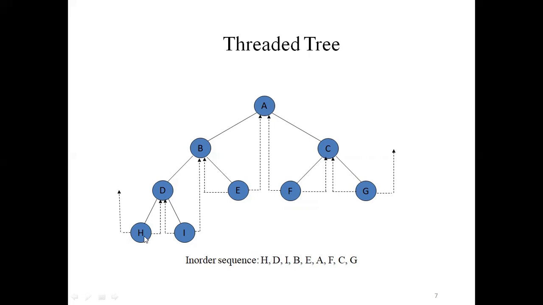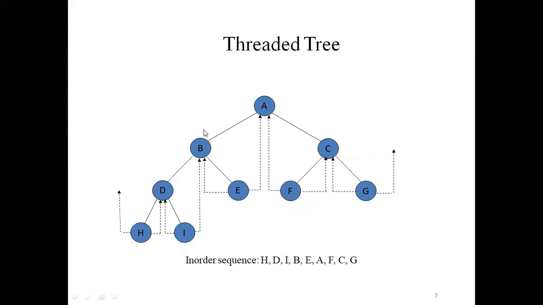Then after the left child, second preference goes to the root. So H has D as a root, so D will be displayed. After that, third preference goes to the right child. D has I as a right child, so I will be printed here. Again, it will go back to its previous node. The left side for node B is already visited, so now it's the turn for the root node. So B will be displayed. Then third preference goes to the right child. B has E as right child, so E will be displayed.